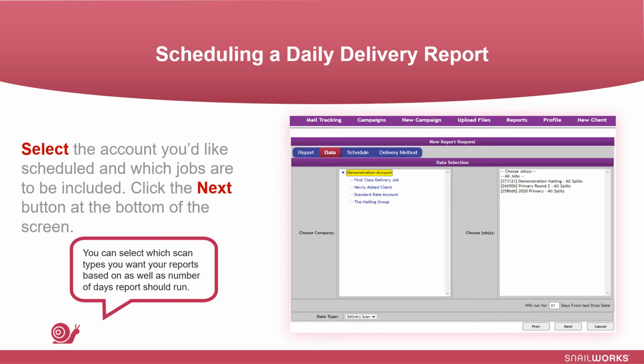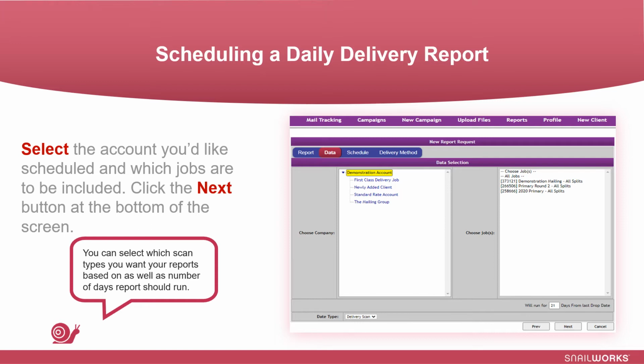Then in the window to the far right is a listing of all of the active jobs. You will select which job or jobs you want to receive the reports for. If you want to receive them for all jobs, go ahead and click that All Jobs at the top. Then in the lower portion of this screen, you will see a field for how long you want to run this report for. By default, this report is going to run for 21 days.